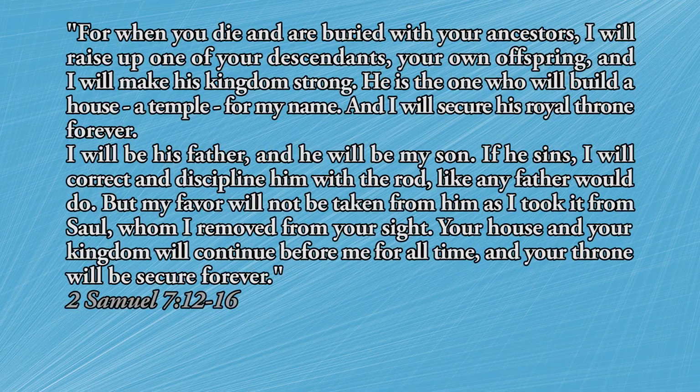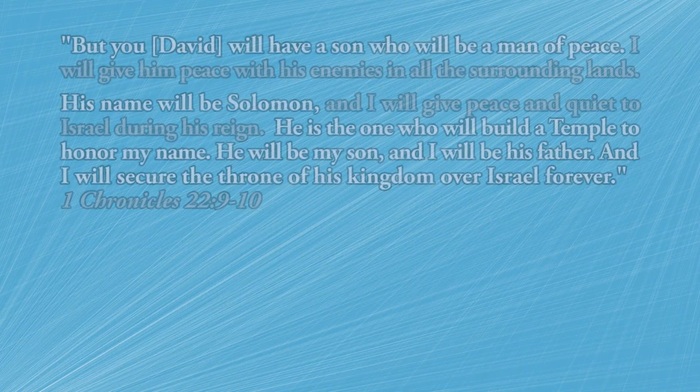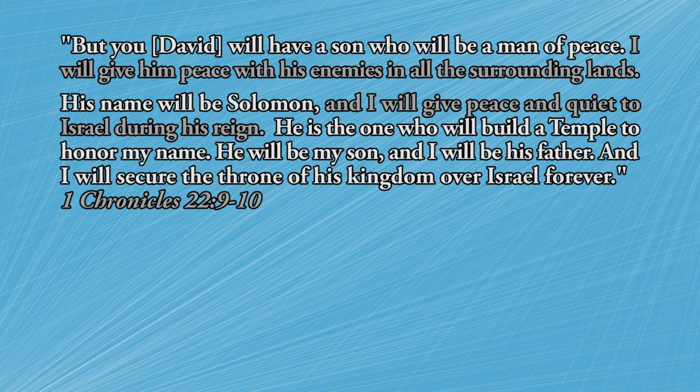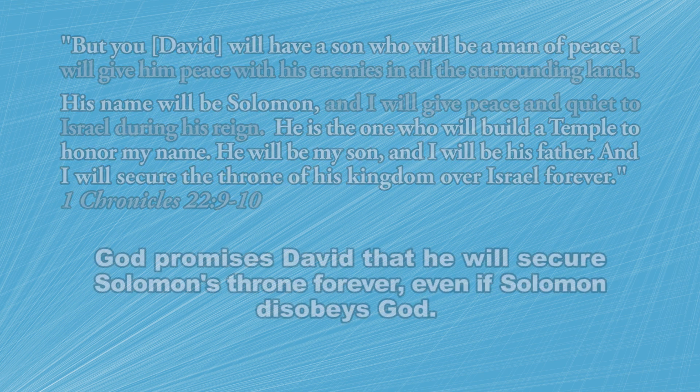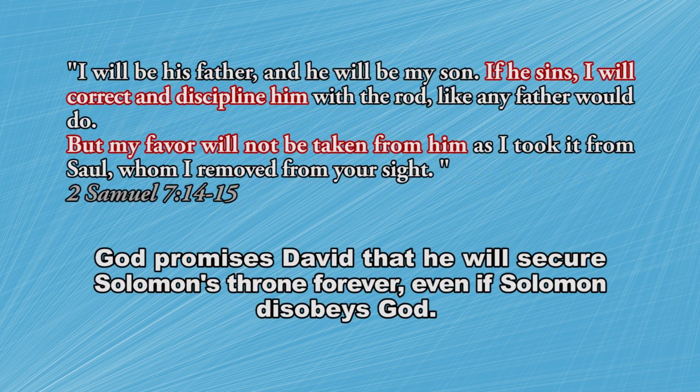Who is God talking about here? The following verse clarifies. "But you, David, will have a son who will be a man of peace. His name will be Solomon. He is the one who will build a temple to honor my name. He will be my son, and I will be his father, and I will secure the throne of his kingdom over Israel forever." God promises David that he will secure Solomon's throne forever, even if Solomon disobeys God.